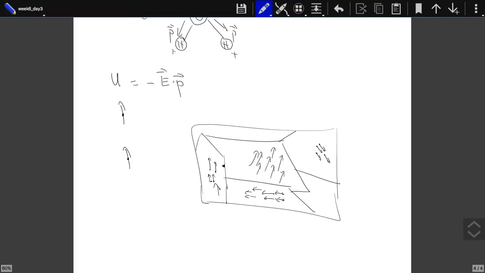Then you apply an external electric field, let's say. So you have this system, this ferroelectric material, which has zero net polarization. Of course, it is made up of domains which have net polarization, but as a whole, it has zero polarization. So let's say you apply an electric field in this direction.